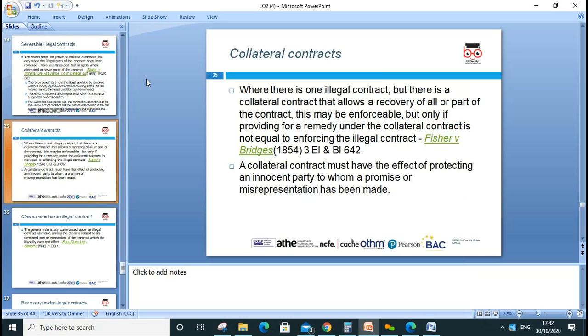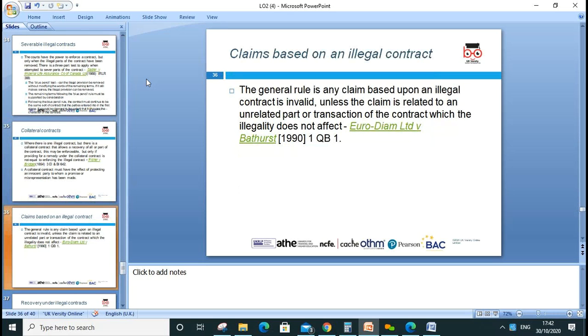Collateral contract: where there is one illegal contract, but there is a collateral contract that allows recovery of all or part of the contract. This may be enforceable, but only provided the remedy of the collateral contract is not to enforce the illegal contract. So maybe two contracts attached together. Any question?